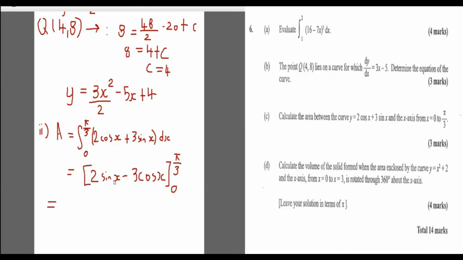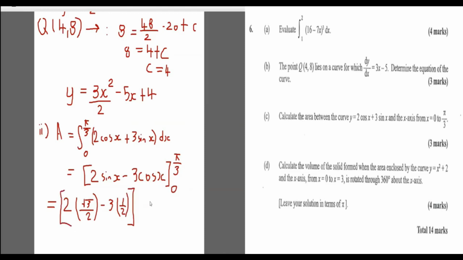Sine pi by 3 is sine of 60. So this is 2 times the sine of 60. And the sine of 60 is root 3 over 2. So it's 2 times root 3 over 2 minus 3 times cos 60, and cos 60 is a half. All right, so that part takes care of the pi by 3 part.